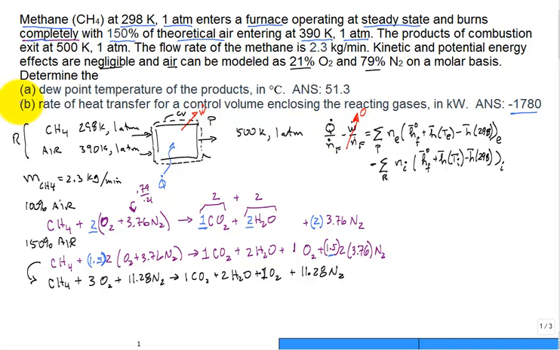Oops, before I start into part B, I already started into part B, we should have finished part A. Let's go ahead and finish part A. If I want the dew point temperature of the products, I first calculate the mole fraction of the water vapor in the products. Well, if I look at all of the products, I have 2 moles of, or kilomoles, either way, of water vapor, and then I have 1 of the CO2, 2 of the vapor, 1 of the oxygen, and 11.28 of the nitrogen. So that's a total number of products in moles or kilomoles going out.